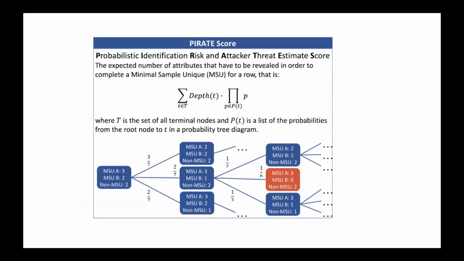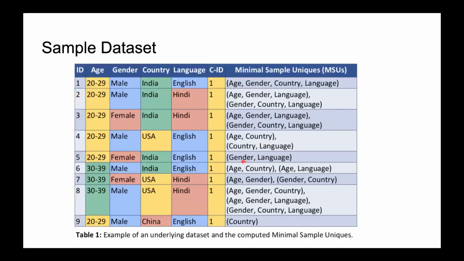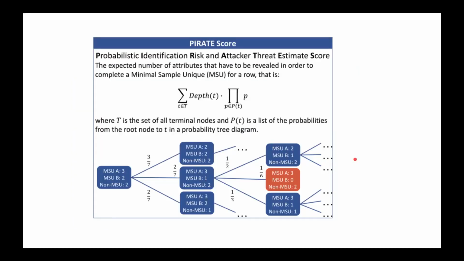PIRATE stands for Probabilistic Identification Risk and Attacker Threat Estimate Score. This is the number of attributes that have to be revealed in order to complete an MSU for a particular row. That is, if I want to identify user number 5, then I would have to reveal gender and language. So to understand this PIRATE score, we are going to imagine the scenario from an attacker's perspective. Let's say I'm the attacker again, and initially, I have no information about the data whatsoever.